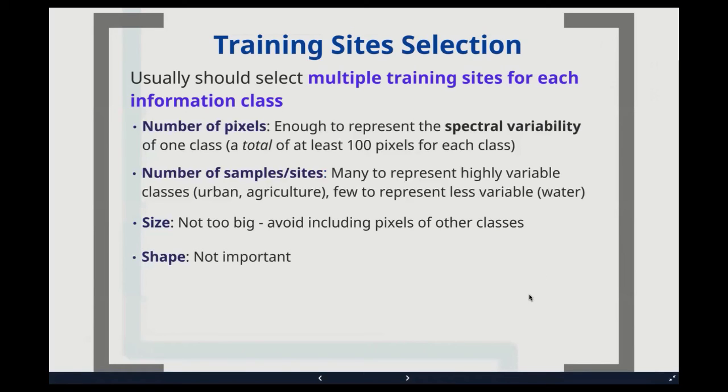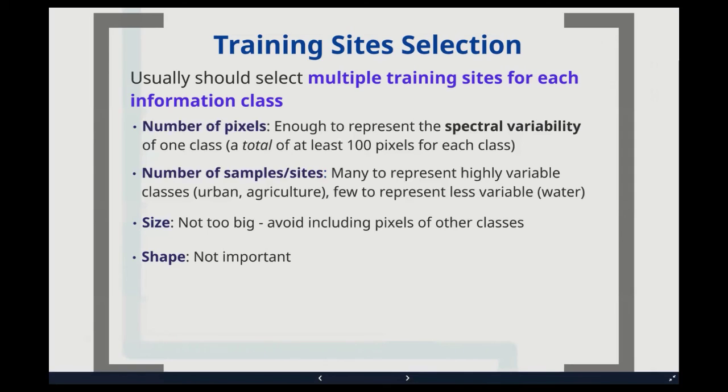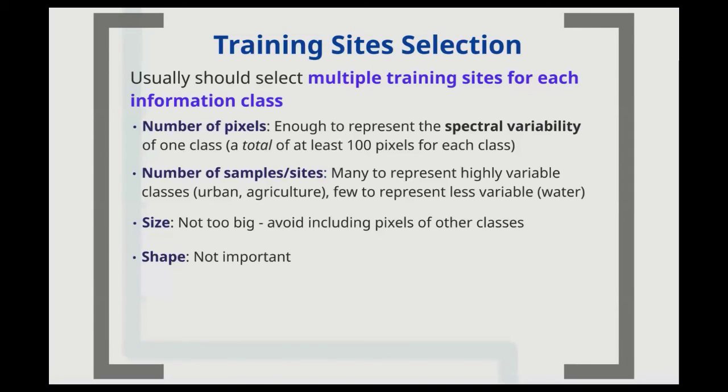Shape, not important. So you can draw things as you like. You can draw simple shapes. You can draw more complex shapes. And actually, I mentioned briefly, there's a tool in ERDAS called Grow. That's part of the drawing tool. When you use the Grow tool, you can define a threshold for the spectral similarity and for the spatial distance. And then the Grow tool will draw a polygon automatically for you based on your threshold. So that will kind of ensure spectral homogeneity.